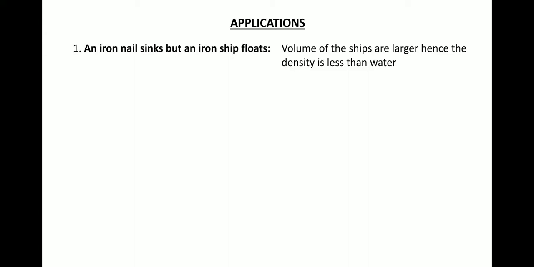Now, why is the volume of the ship larger? Because most of the space of the ship is occupied by air, because it has lots of rooms inside which are filled mostly by air. Thus its volume is increased, but its density is not as large as the iron nail itself. Thus its density is less. Now if the density is less, then obviously the ship is not going to sink, the ship is going to float.